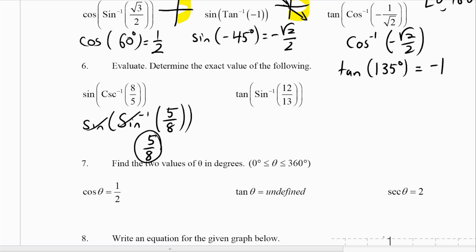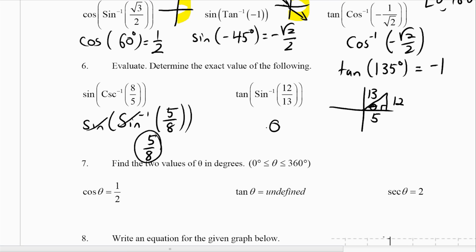Now for the second one, we're going to draw our triangle. I don't know the angle that gives us 12 over 13, so it's important to draw ourselves a nice little triangle. 13 is going to be the hypotenuse, 12 is going to be the opposite side, and this ends up becoming yet another Pythagorean triple. But we do it in relationship to that theta.